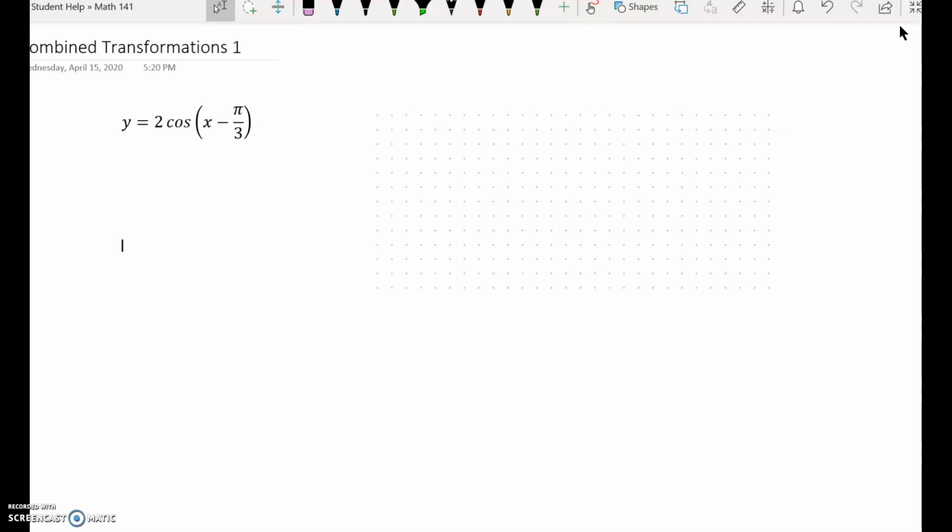We're focused on now for section 6.6 is combining graph transformations, with a lot of different options for the different things that are acting on the trig functions. So what we're going to do is break each part down, and then I'm going to show you the process that I use for graphing.